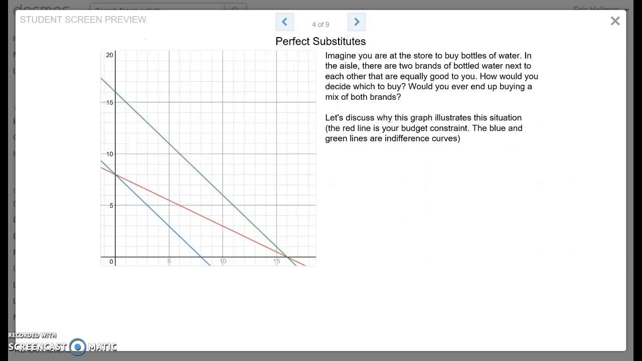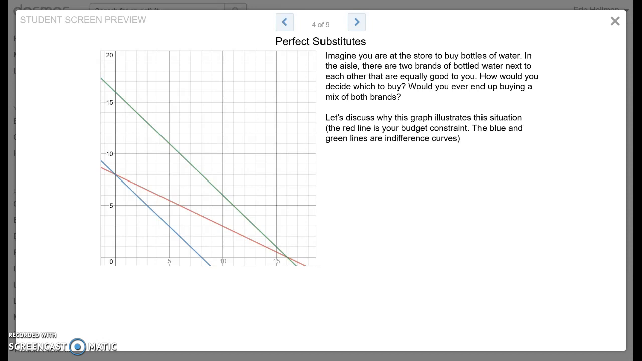Now we're going to look at perfect substitutes. Let me talk a little bit about this graph because it's a little confusing, since everything is a straight line. On this graph, the red line is the budget constraint. The blue and the green lines are indifference curves. The indifference curves for perfect substitutes are linear.